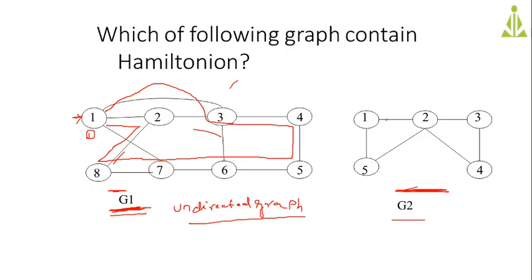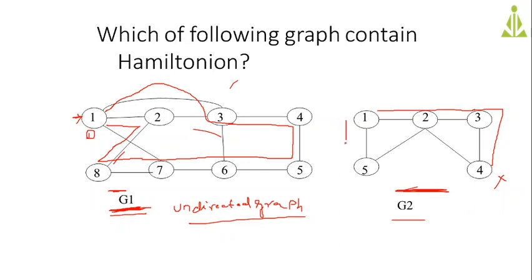Let's check it out. In this cycle, I am starting from 1, okay, 1 to 2, 2 to 3, 3 to 4. Then again I cannot visit the same vertices. Which vertices is visited once? So here I am stopping. I could not reach the 1.